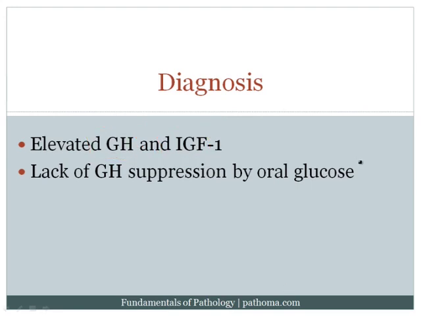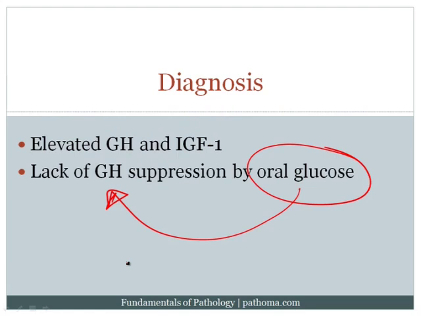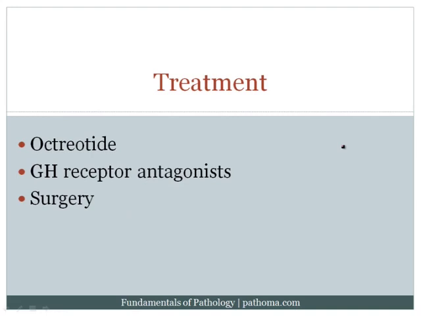Were you to give a patient oral glucose, normally you should be able to suppress growth hormone release. However, oral glucose would not be able to suppress growth hormone if there was a growth hormone adenoma. A potential treatment is octreotide. This is particularly high yield.